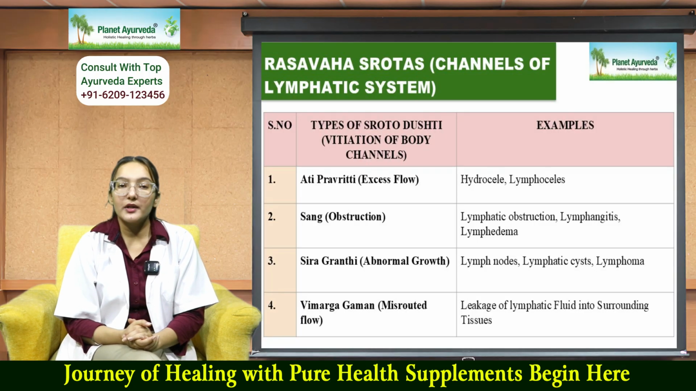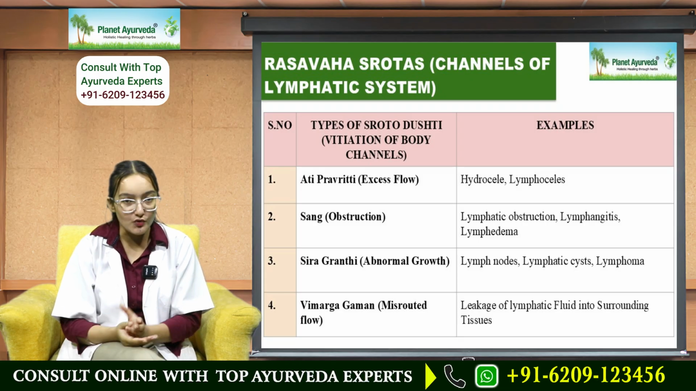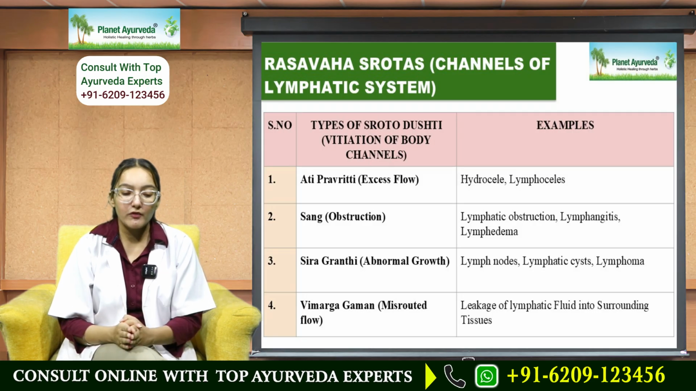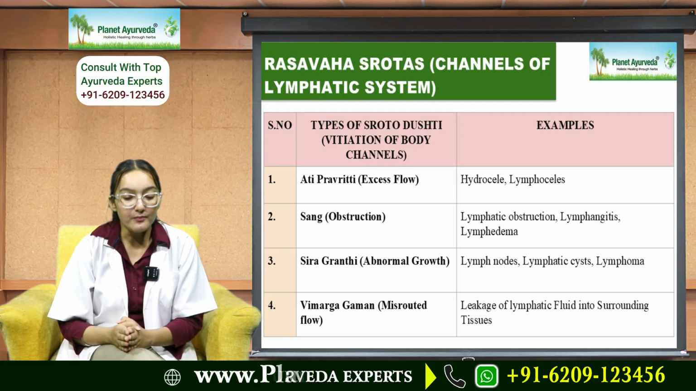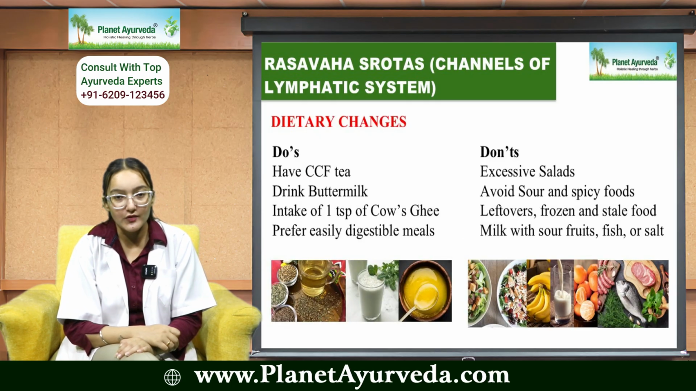Then comes Vimargaman, or misrouted flow. Leakage of lymphatic fluid into surrounding tissue will occur whenever there is misrouted flow of lymphatic system channels. Then comes what kind of dietary changes one can make.